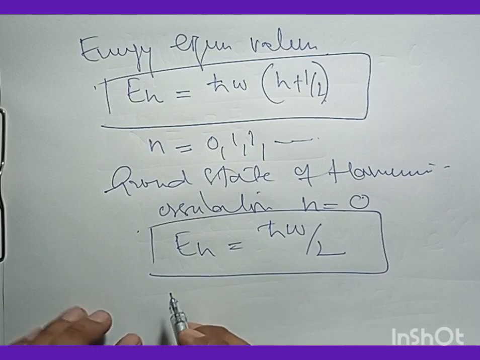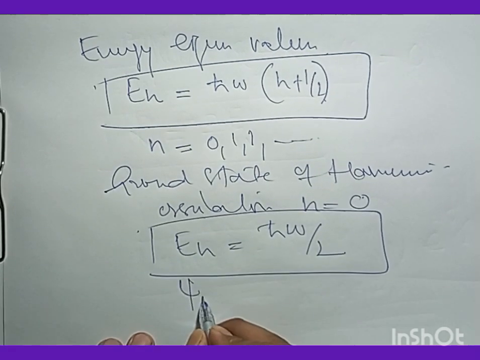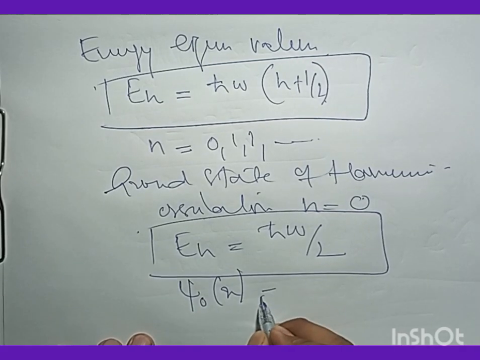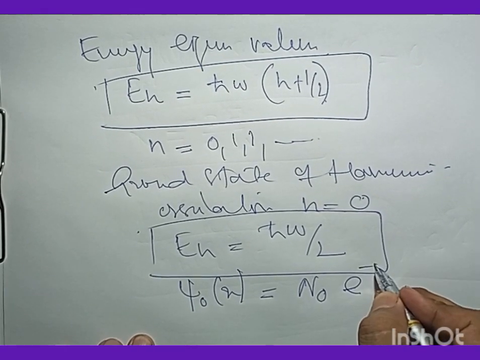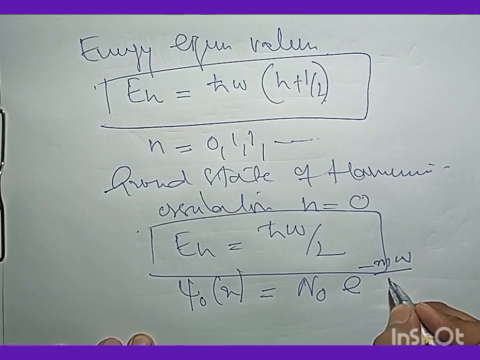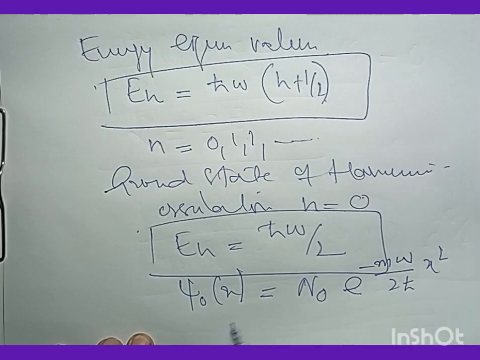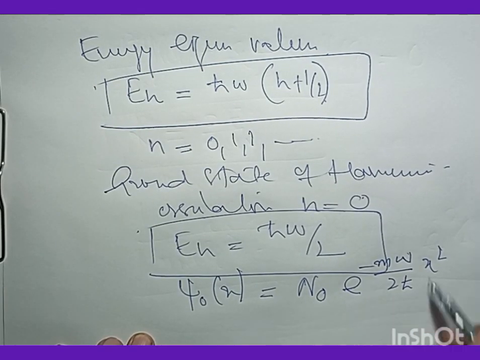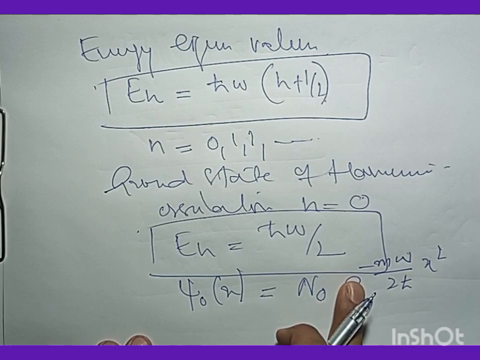And we can write down the ground state wave function also. So what will that be? That will be psi 0 of x equal to N0 e to the power of minus m omega by 2 h cross x squared. All we have done here is use the value of zeta. So this is our wave function for the ground state of this quantum harmonic oscillator.